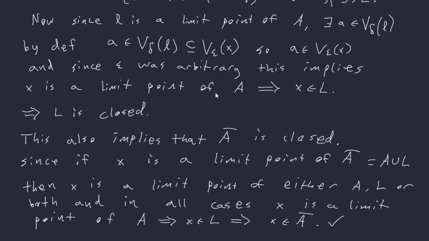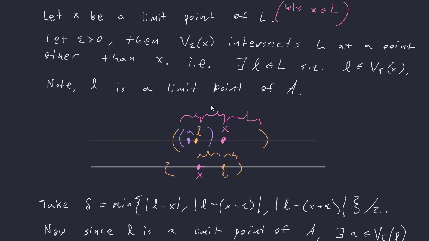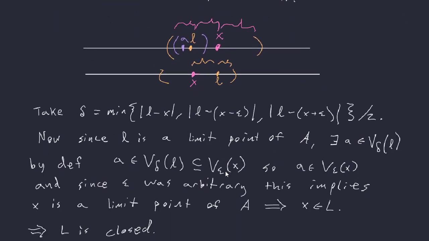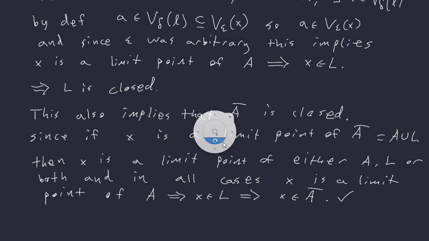So really, in proving this, all we had to do, if we go back up, was prove that L was closed. Proving L was closed in this manner essentially did this for us.